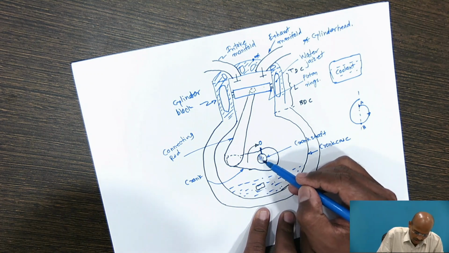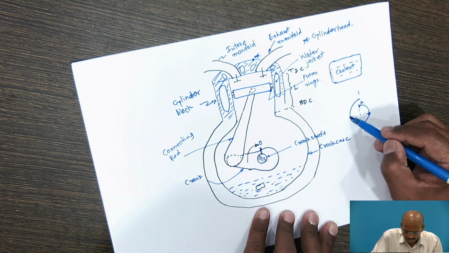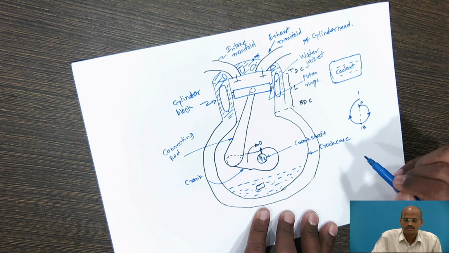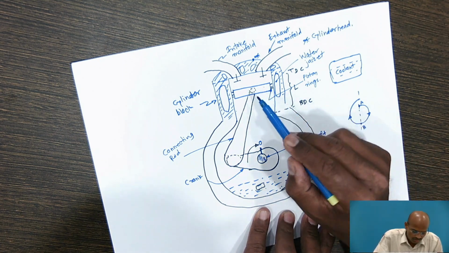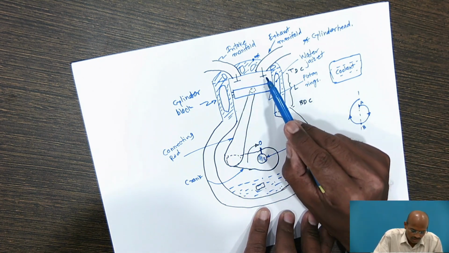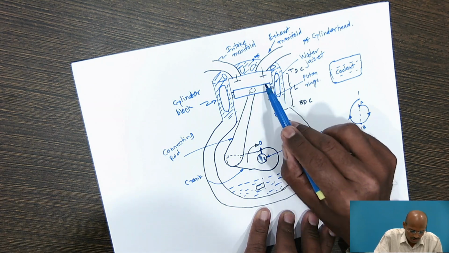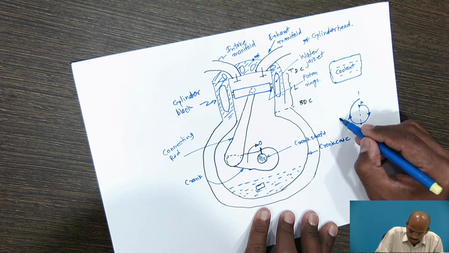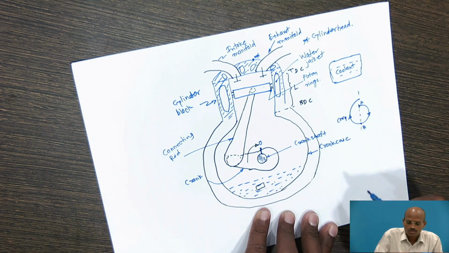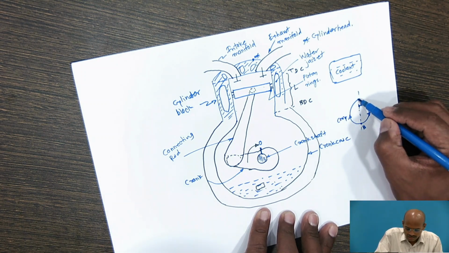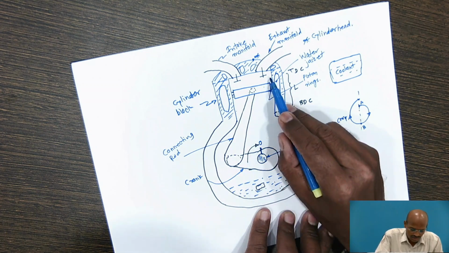This is your crankshaft. Then after the suction stroke, there is compression. During the compression, both the inlet valve and exhaust valve remain closed, and the piston moves from BDC to TDC. So this is your compression stroke. At the end of the compression stroke, the piston is at TDC.